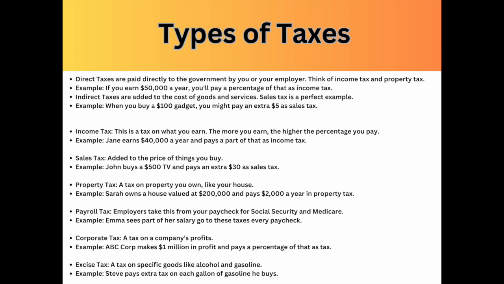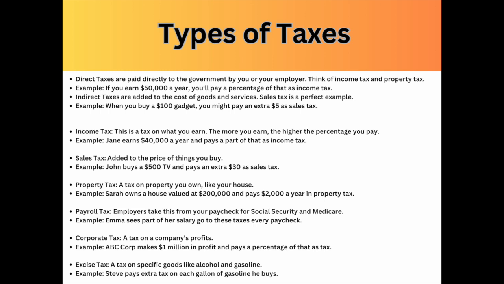Then you have excise tax. This is a tax on specific goods like alcohol and gasoline and tobacco. So for example, Steve will pay an extra tax on each gallon of gasoline he buys. So these are special taxes on special goods.